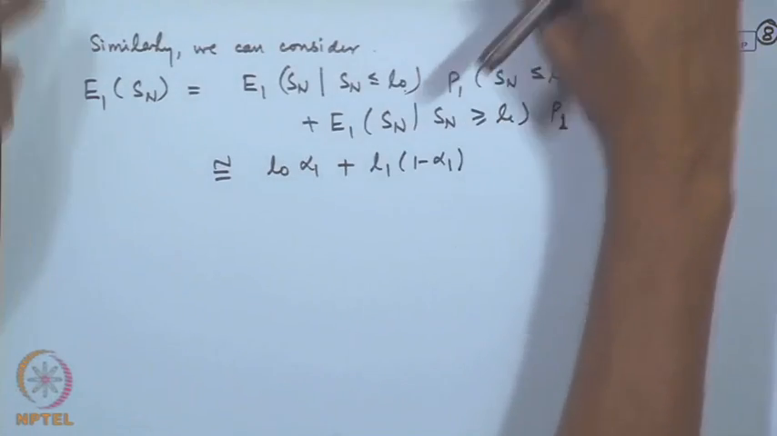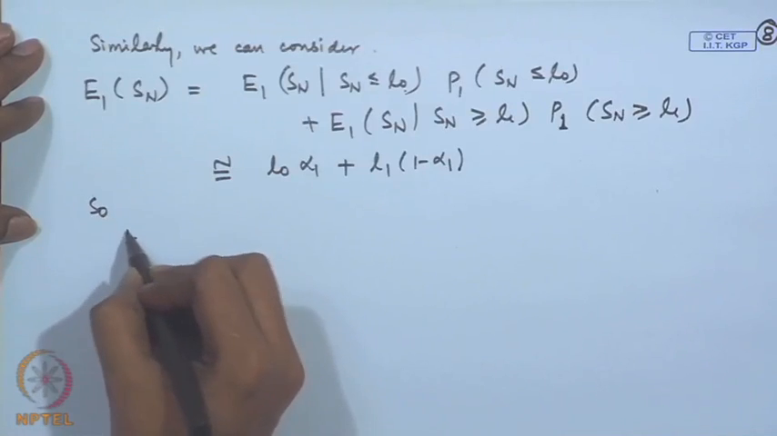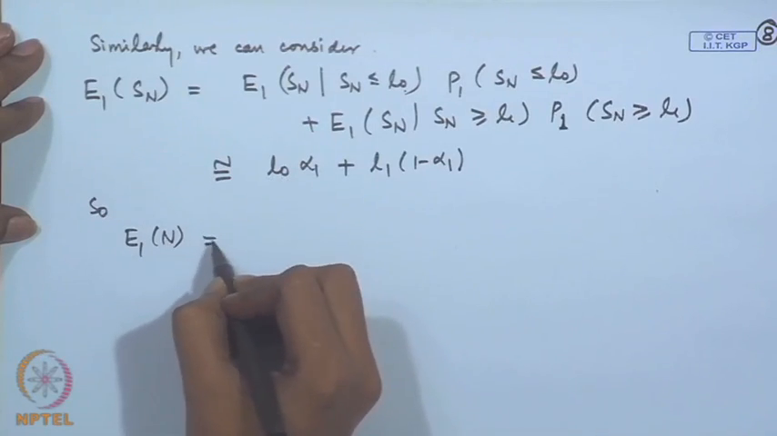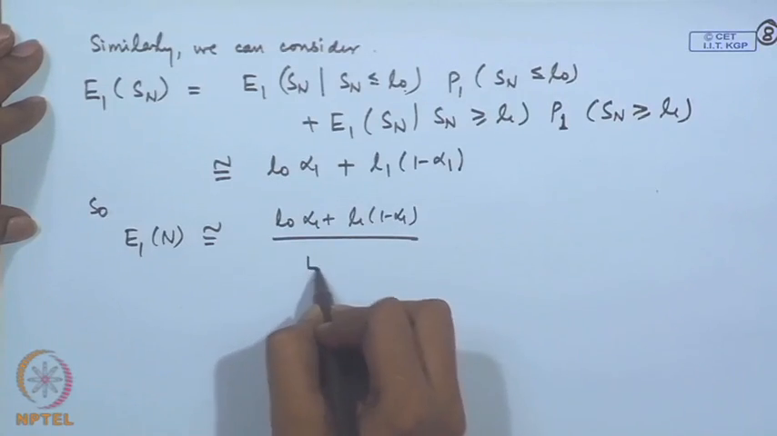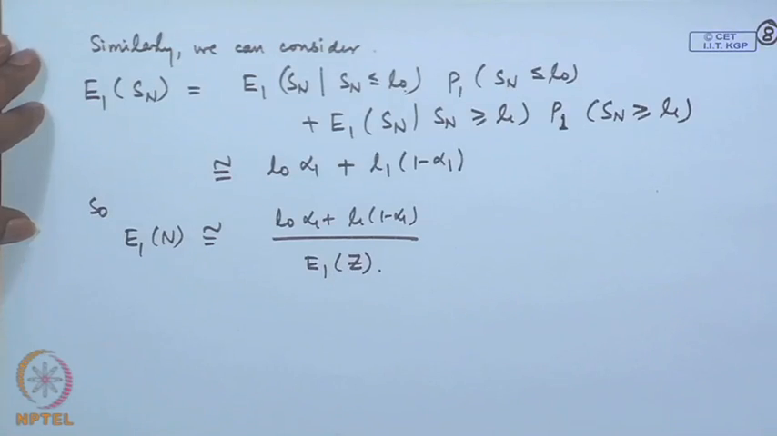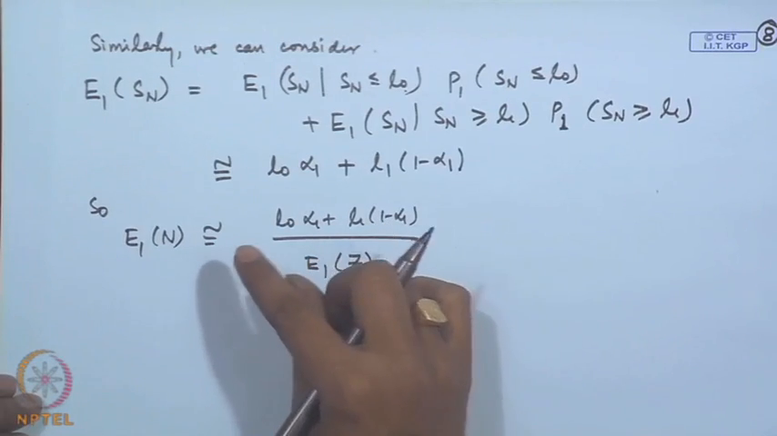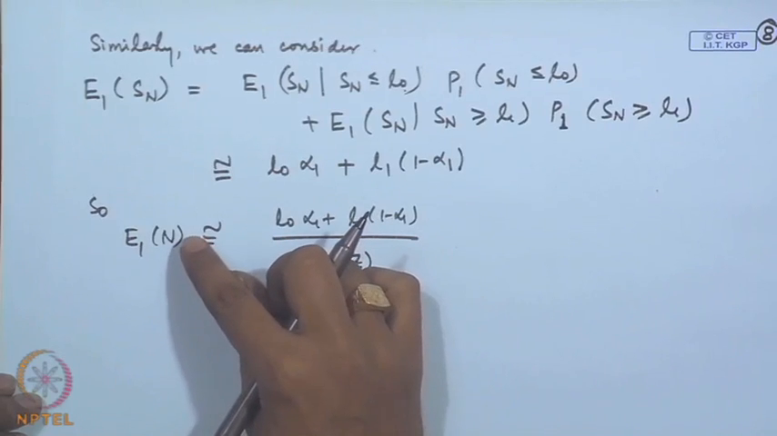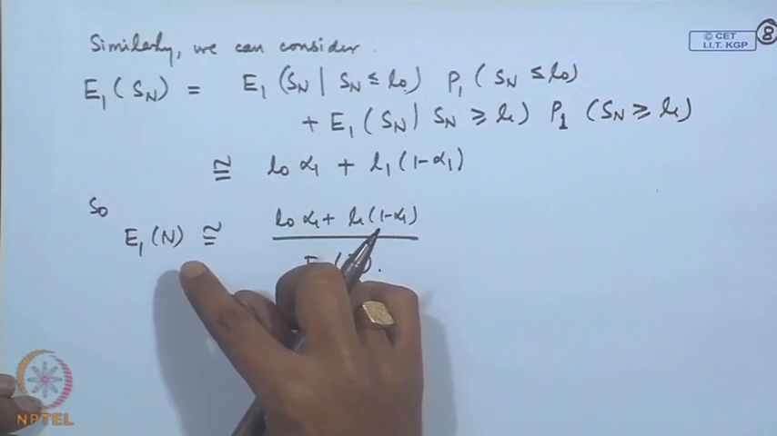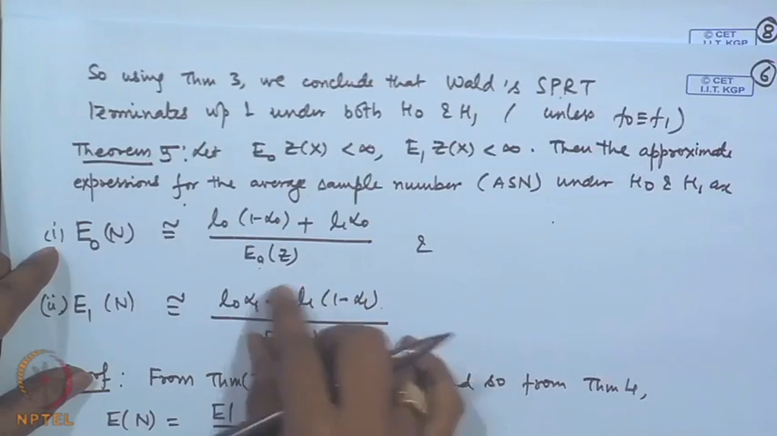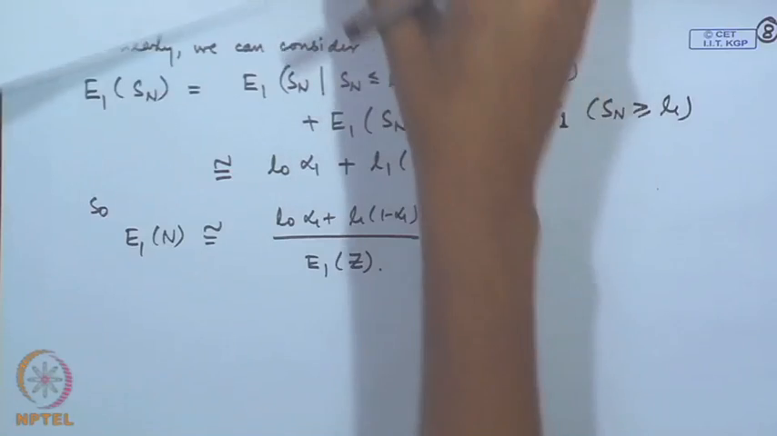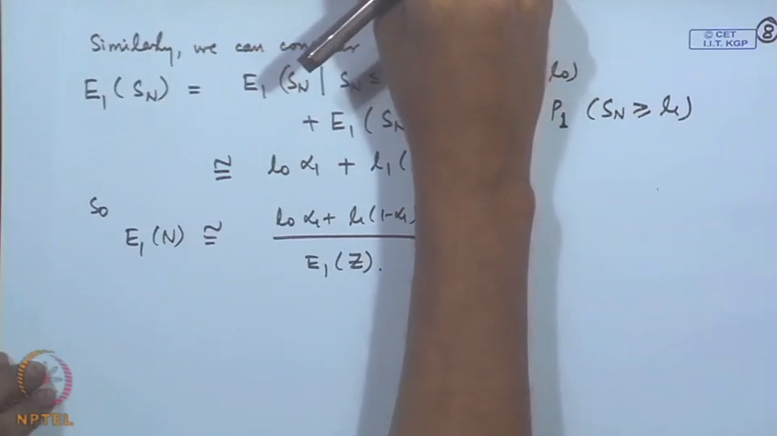So, we are getting that expectation of 1 n is approximately L naught alpha 1 plus L 1 into 1 minus alpha 1, divided by E 1 of Z. So, these are the approximate values of the average sample number, that is the average number of observations that will be needed when the null hypothesis is true or the alternative hypothesis is true. So, this one is when the null hypothesis is true and then when the alternative hypothesis is true, and I will show by an example in the case of symmetric that it is turning out to be quite simple here.